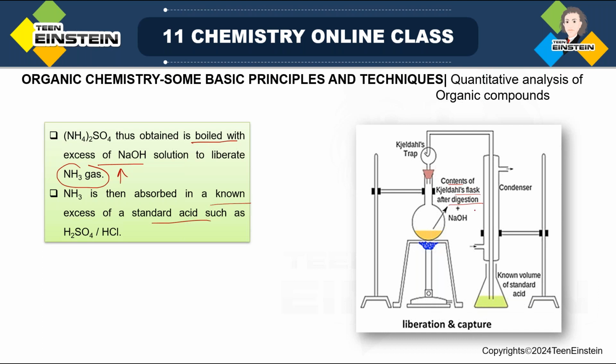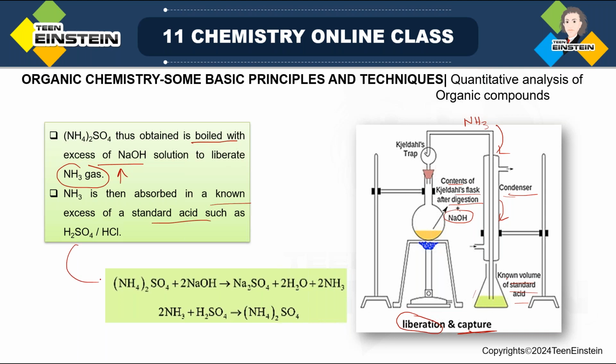The contents of the Kjeldahl flask after digestion, that is after the first step, after degradation, you are treating with NaOH and now heating it. There will be ammonia liberation, and this ammonia will pass through this condenser. That means the vapor will be condensed and converted to liquid ammonia, and it will be mixed with this standard acid, which is taken in a conical flask, a known volume of standard acid. You also know the concentration as well as the volume.